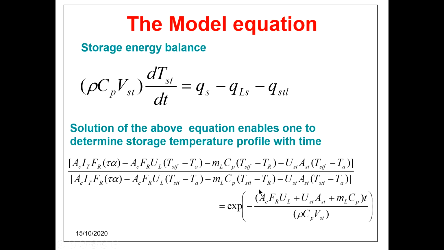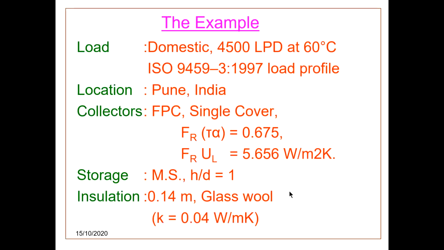Now, what does this indicate? What is not known to us? If we start with some initial condition, say TSTI of 25 degrees Celsius or 35 degrees Celsius initial storage temperature at a certain time at a certain location, then we obtain the final storage temperature as a solution. If we go on finding the solutions again and again over time steps, you will get a profile of storage temperature over a day. I will demonstrate this with an example.